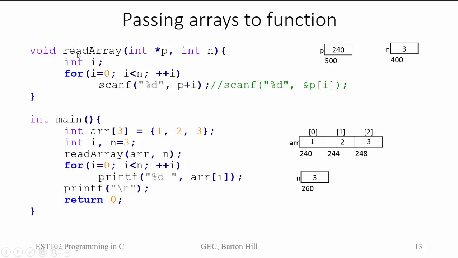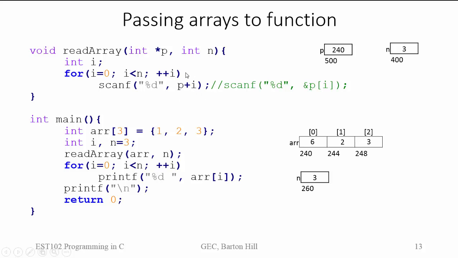Then after that, int I, so memory will be allocated for I, which I haven't shown here. Then this statement is executed: for I equal to 0, I less than n, plus plus I, read the value and store it at p plus I. Initially I is 0, so p plus 0 means at location 240 we will be reading a value. Let's say I read 6, then it will be stored at 240. Then I increments to 1, then again p plus 1.